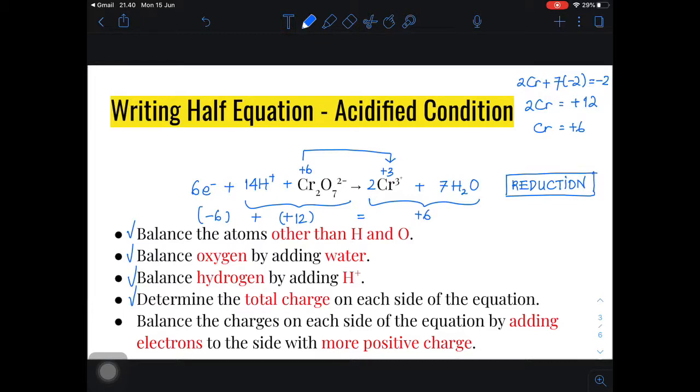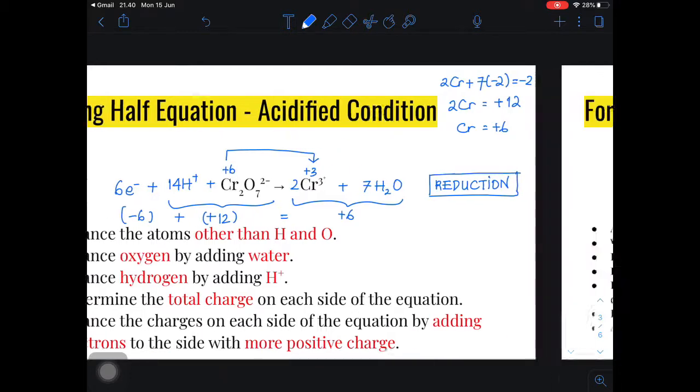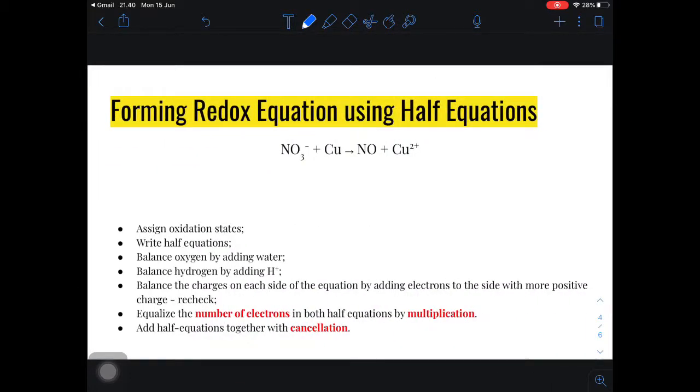But we know that in a redox reaction, we are not only dealing with half equation, but instead we are dealing with a combined reaction. So I give you an example here, which is NO3- plus Cu turns into NO plus Cu2+. We can see that the charge is not balanced, the quantity of the oxygen is also not balanced.